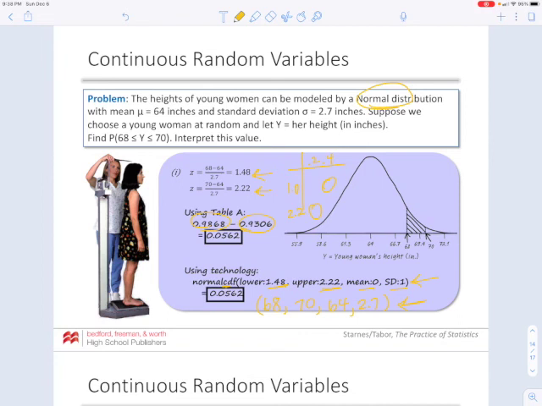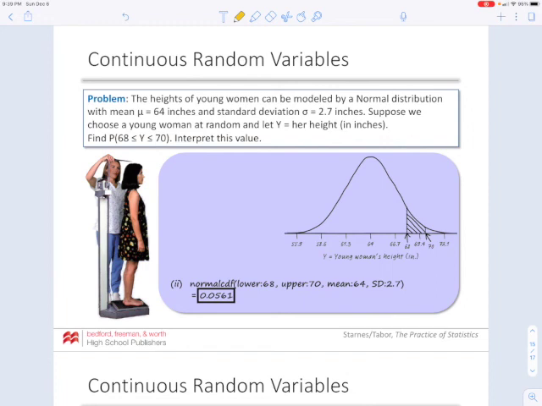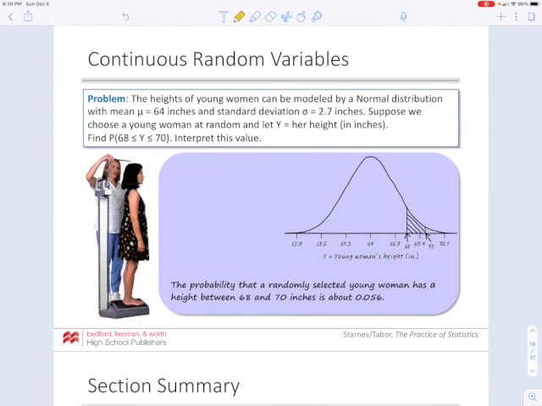So it's your choice if you want to do the extra algebra to do the standardized scores or just leave it as it is. One thing to remember is you cannot write normal CDF on your paper to get credit. What you can do is list out those values: upper 70, lower 68, mean is this, standard deviation is that. Or you can even show how to find the standardized scores. Alright, so that means that the probability that a randomly selected young woman has a height between 68 and 70 inches is about 0.056.